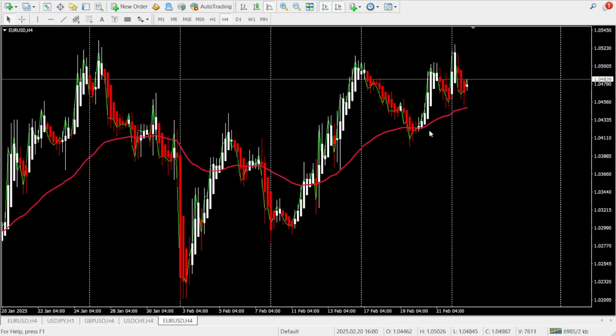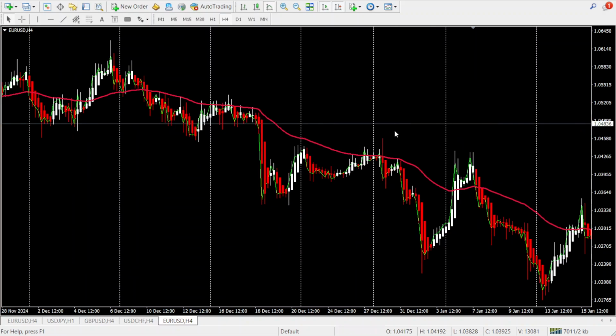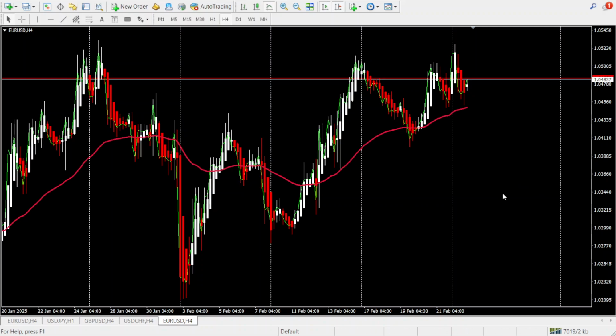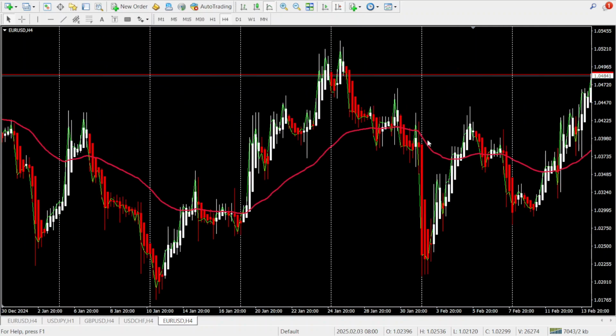The 50 EMA particularly is popular among day traders because it helps highlight the medium-term trend. It is perfect for identifying the overall direction of the market, and if the price is above the 50 EMA, it's generally considered an uptrend, while if the price is below the 50 EMA, it indicates a downtrend. So by combining the 50 EMA with the Heiken Ashi, you are going to get a clearer view of the market direction, and you'll be able to filter out noise and false signals.